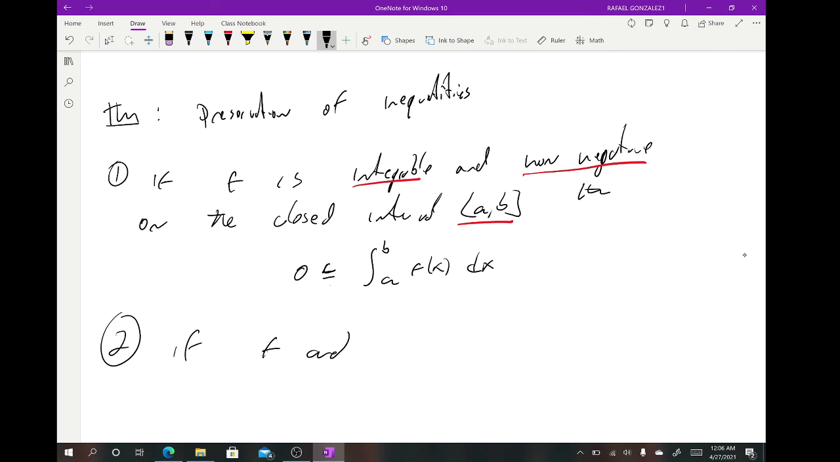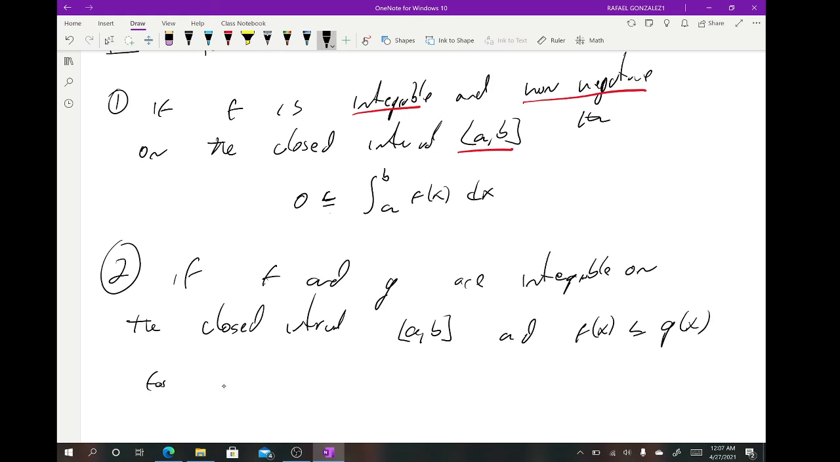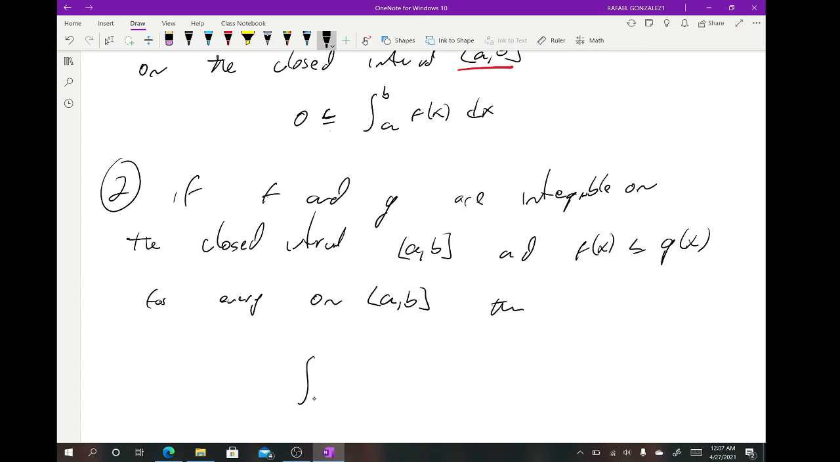If f and g are both integrable on the closed interval AB, and f of x is less than or equal to g of x for every x on the interval AB, then, as you probably will suspect, the definite integral from a to b of f of x dx is less than or equal to the definite integral from a to b of g of x dx. So this inequality is preserved.